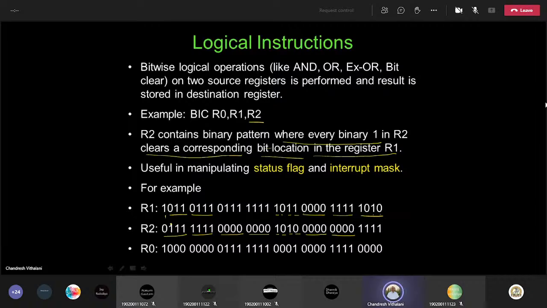So is this function clear? Yes. Okay. Or any doubt in BIC?